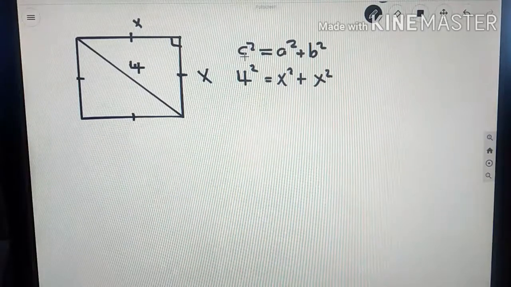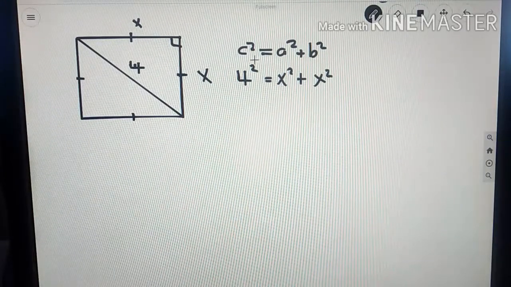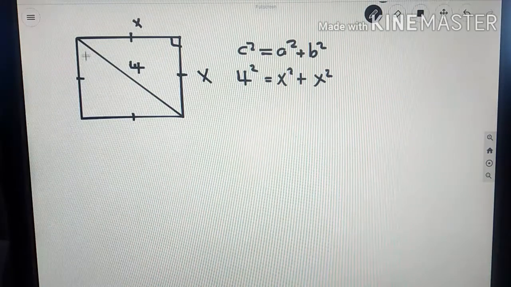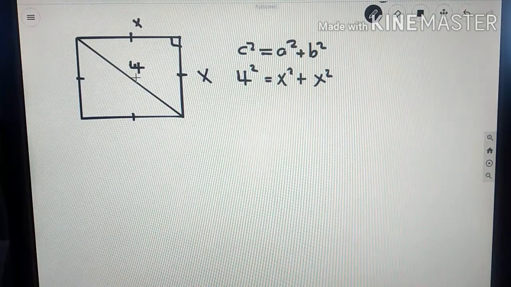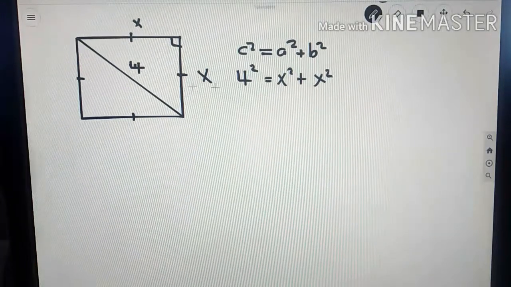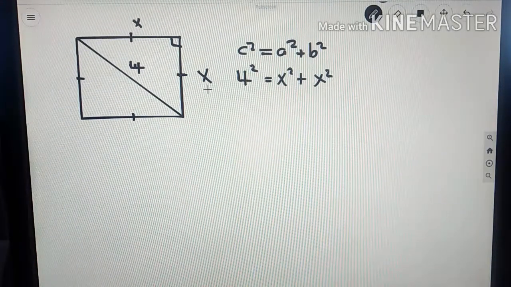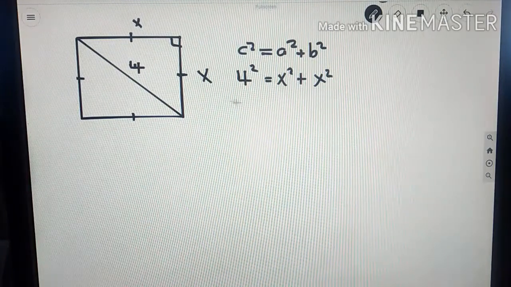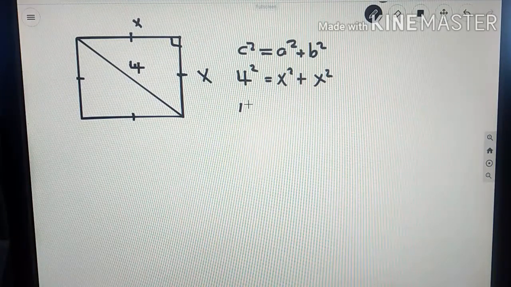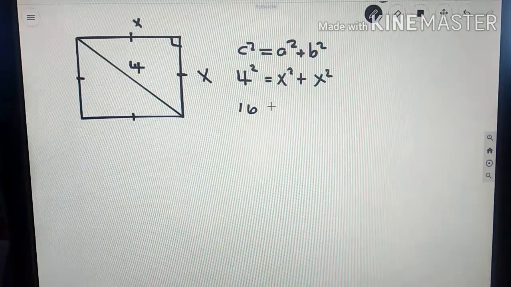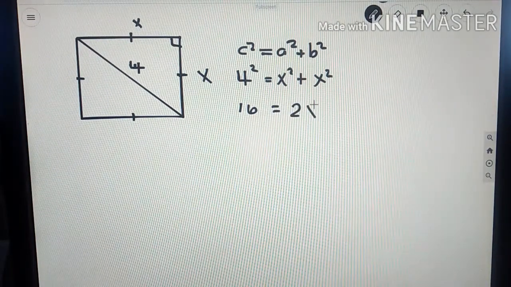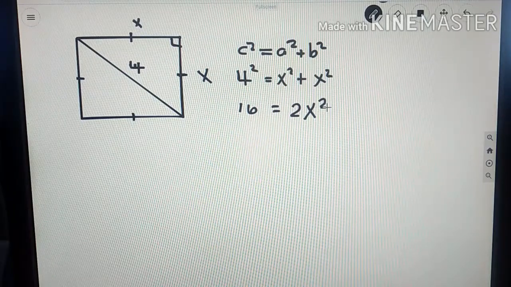So again, we will be using the Pythagorean theorem. The c squared is equal to a squared plus b squared. So the opposite of a right triangle is the hypotenuse, which is 4. So we use 4 here. And then the sides, they are equal, so we use x squared plus x squared. Okay, so this will be 16. So this will be 2x squared.